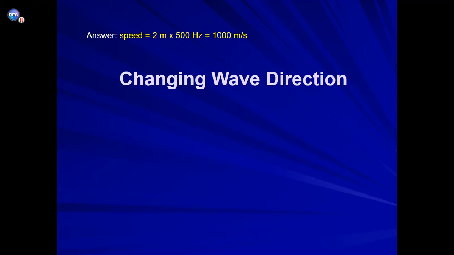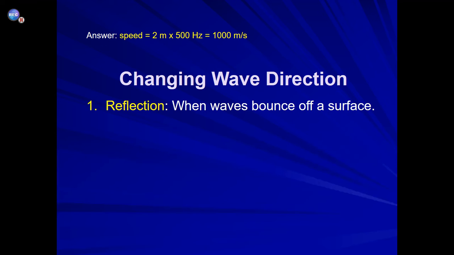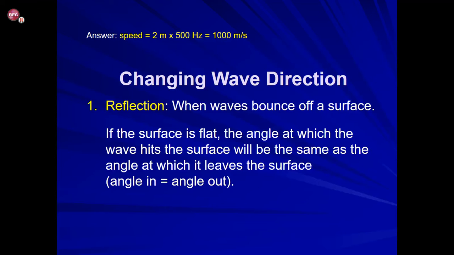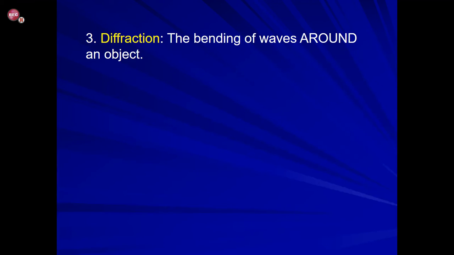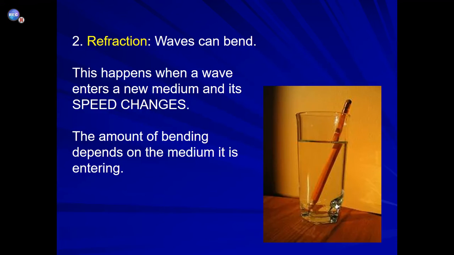All right, changing wave directions. Reflection is when a wave bounces off a surface. So if a wave bounces off a surface, you can say it's reflected. Refraction. Waves can be bent. So if they're bent, they are refracted.